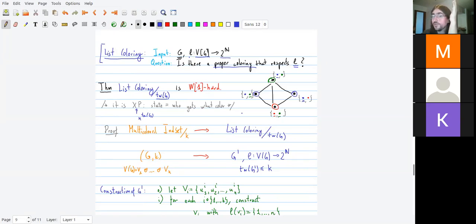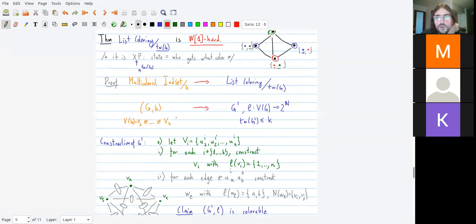However, the list can be very long. The list can be of length n. So this is an n to the power treewidth algorithm because there are n to the power treewidth possible colorings of the bag. And we will now prove that this cannot be improved to an FPT running time unless clique is FPT. We'll show that list coloring with the treewidth parameterization is actually W[1]-hard.